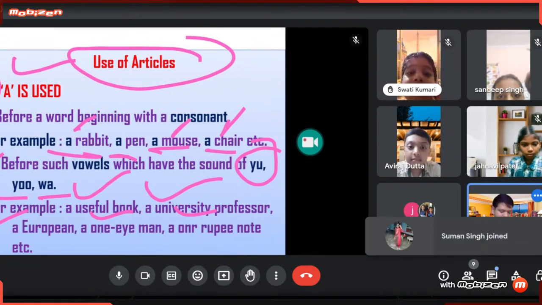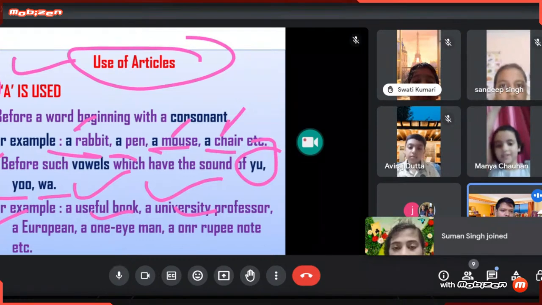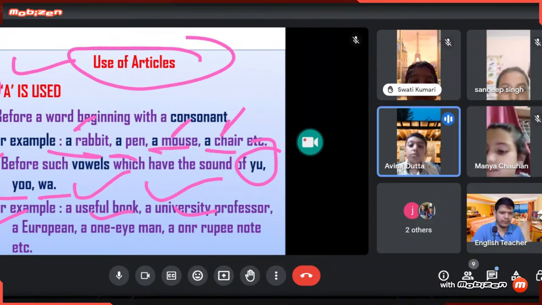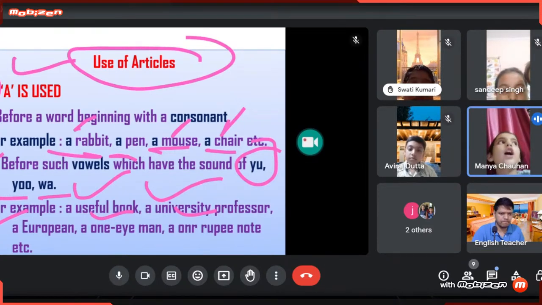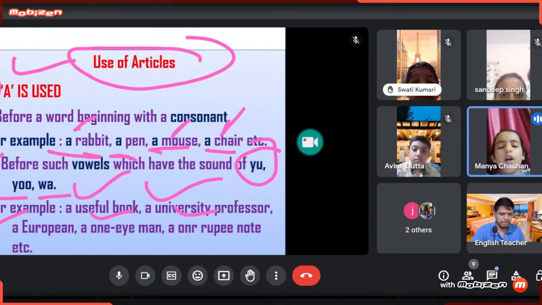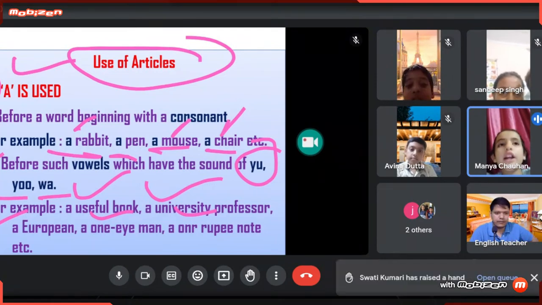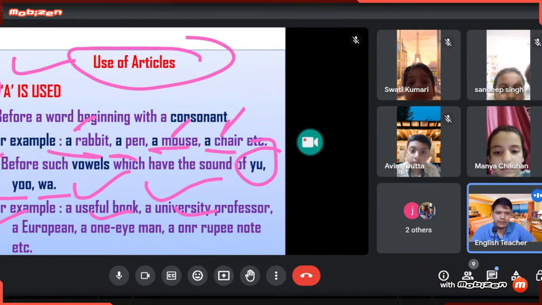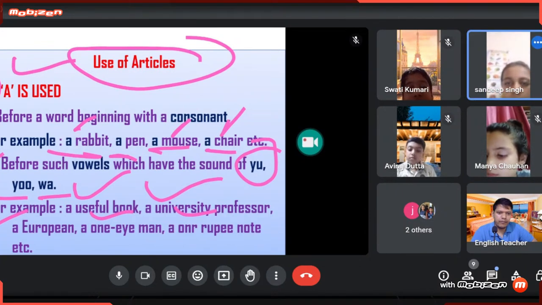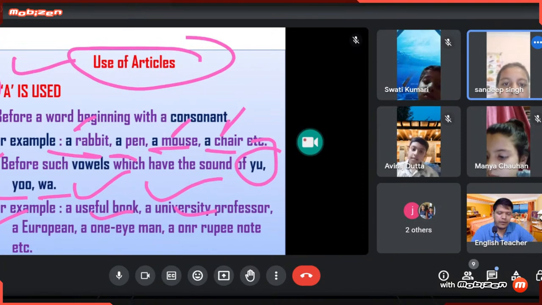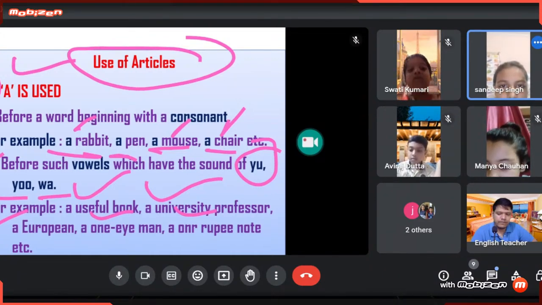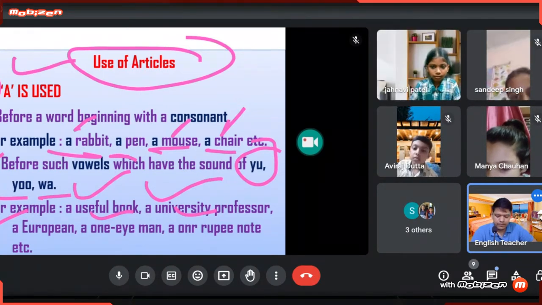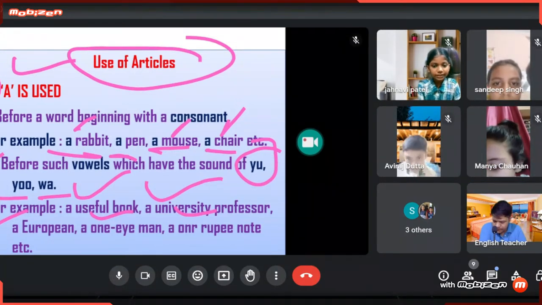Article A. A. So it will give sound U, wa, wa. Sir, A will be used when the word which starts with vowels gives sound U, wa, and hu, the consonant sound, A comes. Yes, sir. Sir, the rule of using A, article A. Yes, sir. Sir, no, sir.